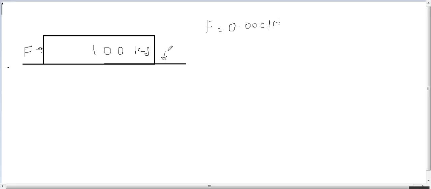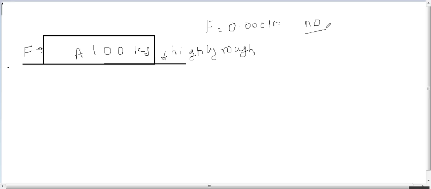Okay, with lots of pits. So, a highly rough surface. Will this block move? Let me call it block A. Will this block A move? Answer is no. This block is not going to move.